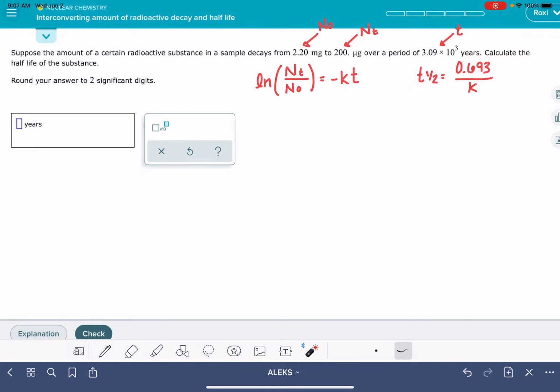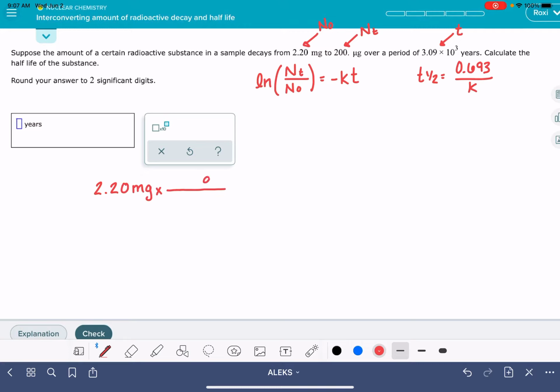T1/2. We've got to be a little bit careful here because we have different units in our nuclide quantities. We have 2.2 milligrams, and then we also have 200 micrograms. So we want to make sure that they have the same unit. And it doesn't matter which unit they have. We could convert them to micrograms. We could convert them to milligrams, as long as the unit is the same. Maybe an easier way to do this would be to convert both of them to grams. That's what I'm going to do for this problem.